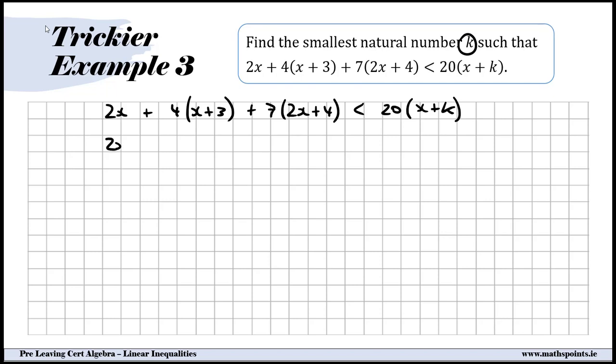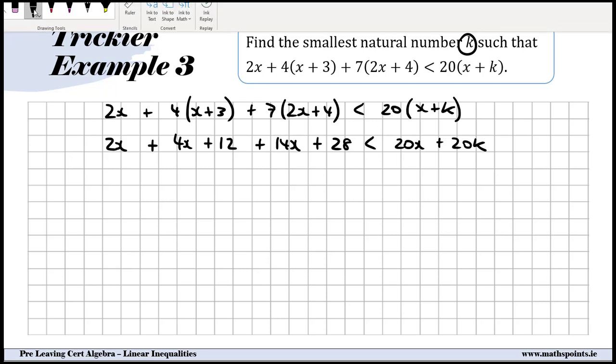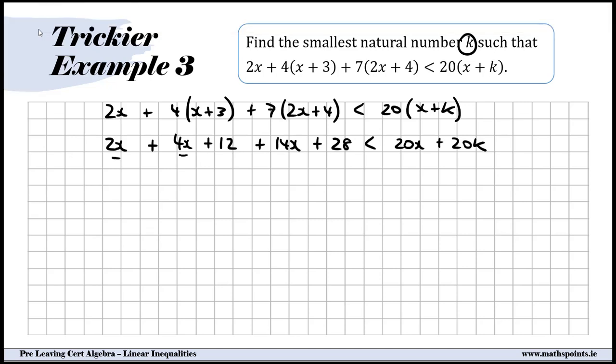So on the left hand side we have 2x plus 4 by x is 4x, 4 by 3 is 12, 7 by 2x is 14x, 7 by 4 is 28. This is less than 20 by x is 20x, and 20 by k is 20k. So if we were to tidy up each of the sides before we decide to collect the terms on one side or the other, let's join the x terms together on the left hand side first of all. So we have 2x plus 4x plus 14x, which is 20x, and then the numbers we have 12 and 28, which is 40. And then on the right hand side I have 20x plus 20k.